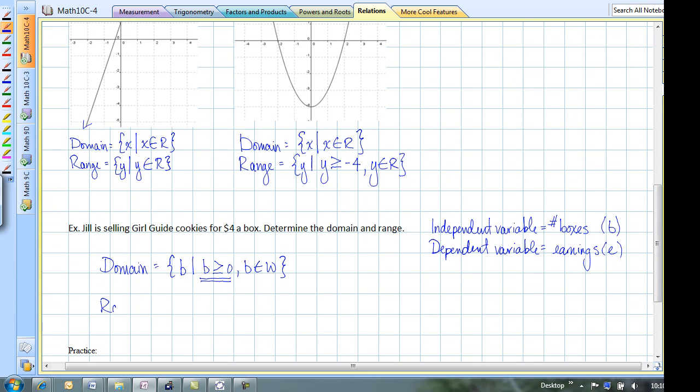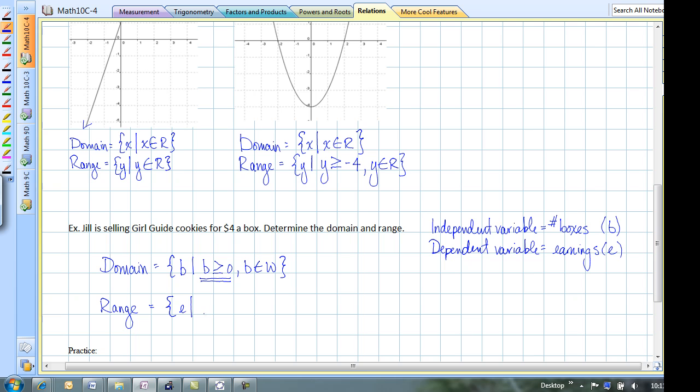In terms of our range is our earnings, and again, what do we know about how much money she's going to make? Well, if she doesn't sell any boxes, she'll be making $0. Is it possible for her to sell negative dollars? Probably not. And is it possible for her to earn anything in between, any decimals? Likely not again. And therefore, what do we know about her earnings? Well, they'll probably be multiples of 4, but we don't need to be that specific.